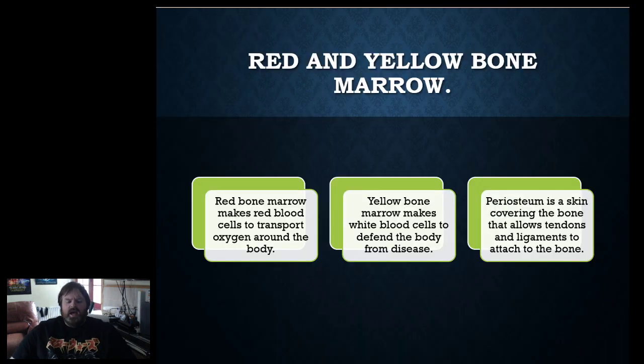Now, red and yellow bone marrow. Red bone marrow makes red blood cells that transport oxygen around the body, which you've covered before. Yellow bone marrow makes white blood cells to defend the body from disease. And the periosteum is a skin covering the bone and allows tendons and ligaments to attach to that bone.